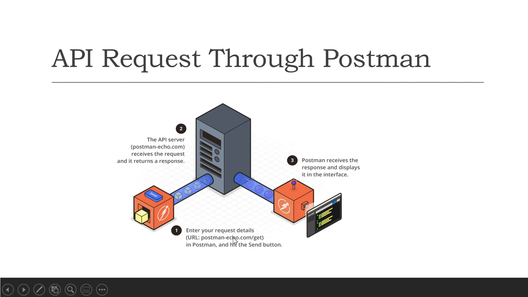We enter the request URL and we hit the Send button on Postman. So from Postman the request goes to the server, which receives it, processes it, and sends the response. Postman receives the response and displays it on the user interface, which we can see, and we can analyze and do further actions on the response, which we will see in the upcoming tutorials.